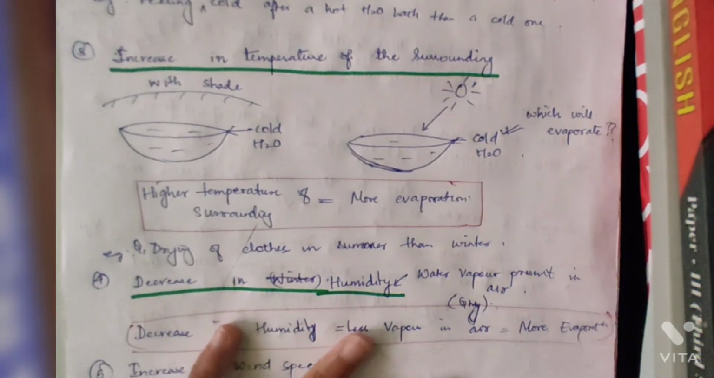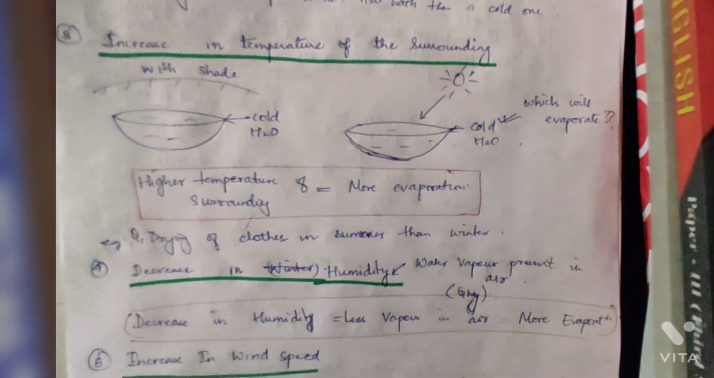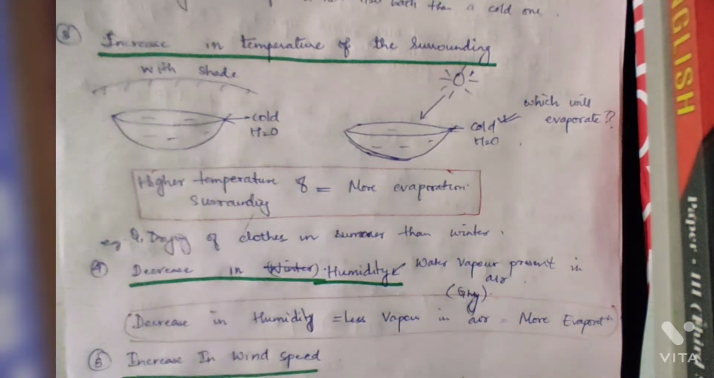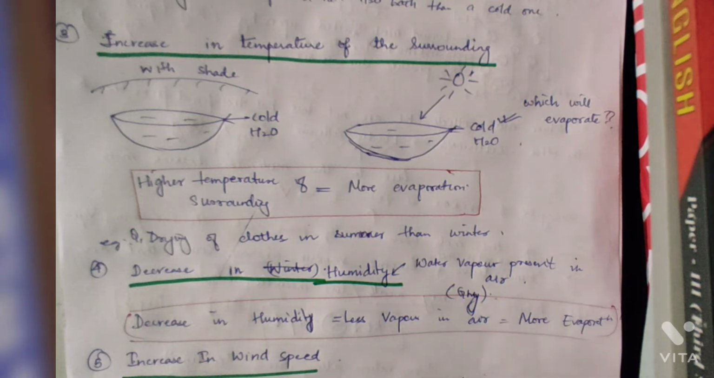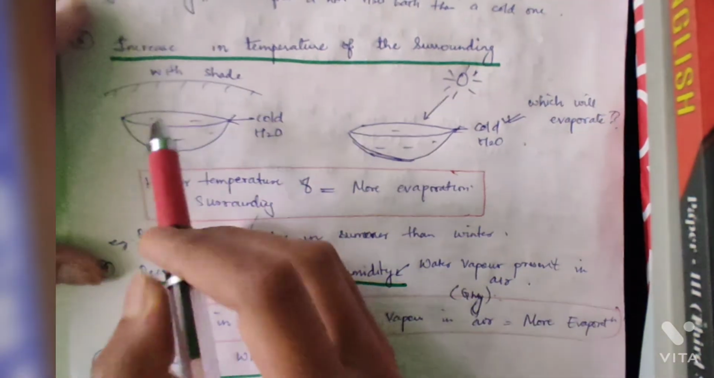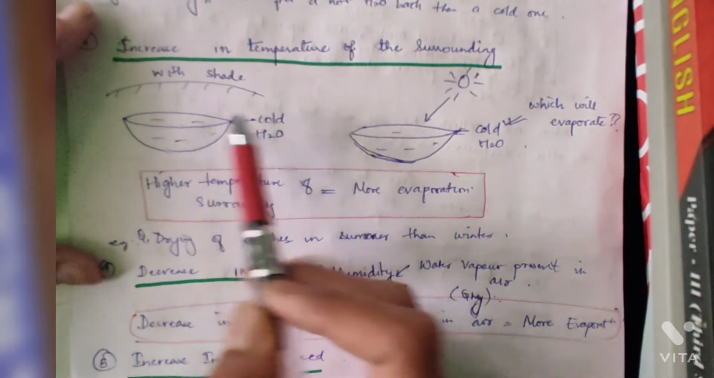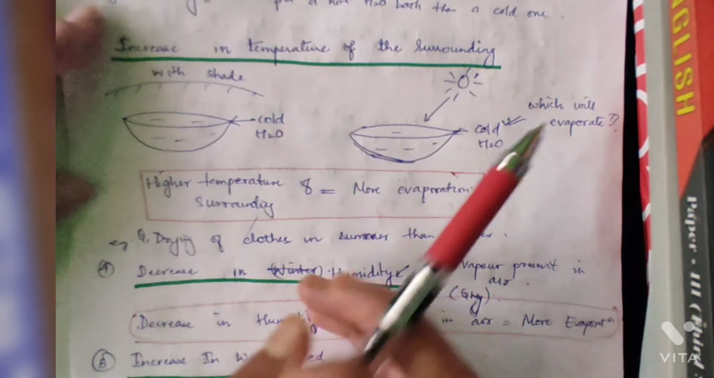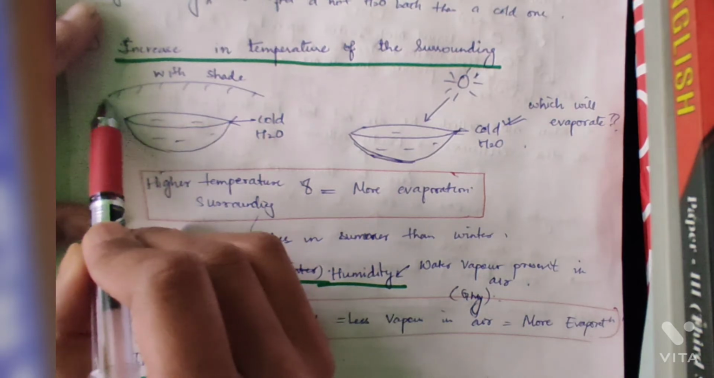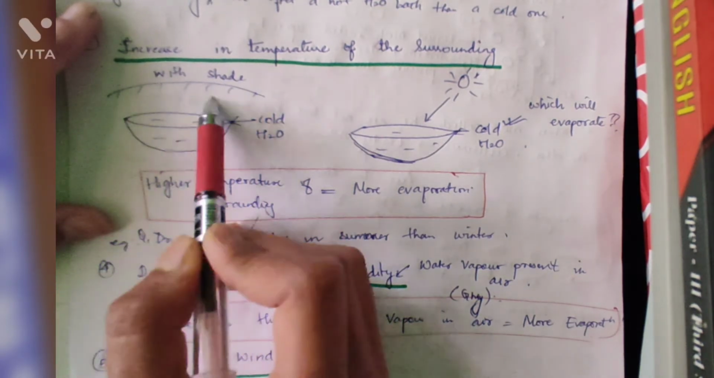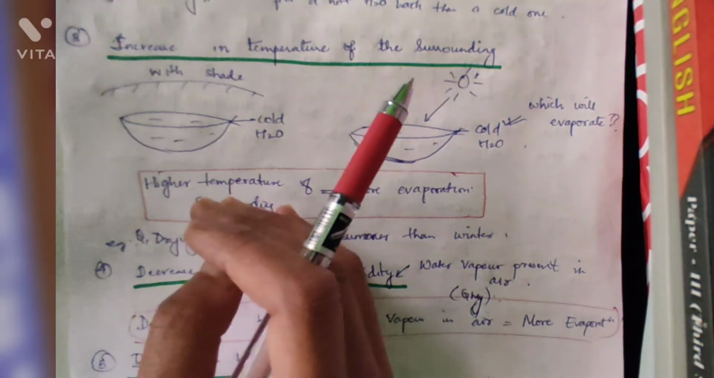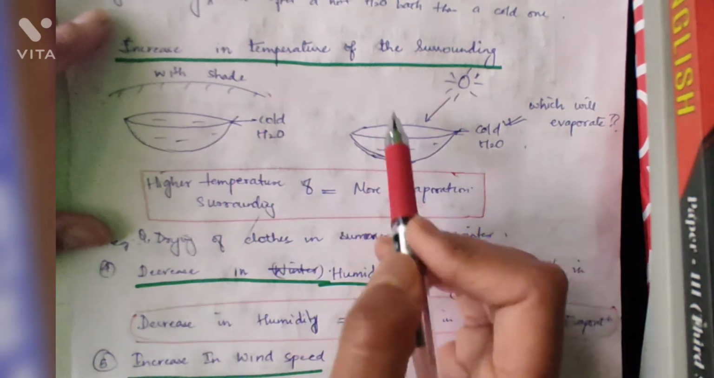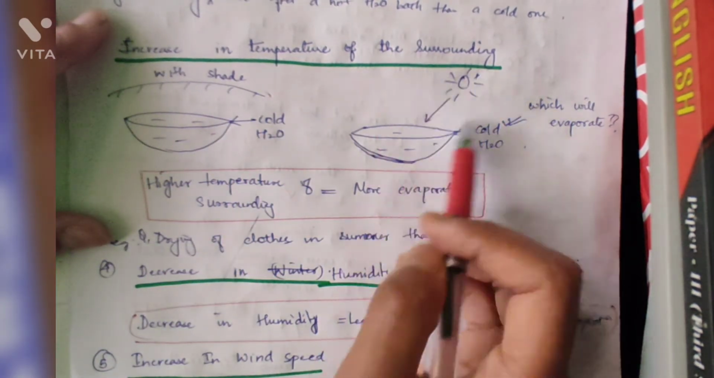Okay, number three is increase in temperature of the surrounding. What do you mean by surrounding? It is anything that surrounds us. Okay, so increase in the temperature of the surrounding. First, you take two china dishes, again the same. You fill these two with cold water, same cold water. Okay, but one you keep under the shade. You know what is shade, right? Like under a tree, there is no sun, so shade. And the other you keep in daylight, in the sun.